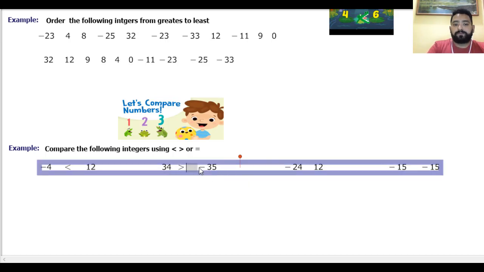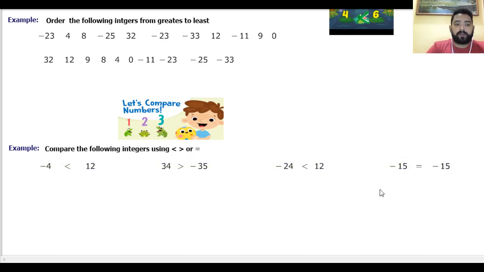Now we have the other numbers, negative 24 and positive 12. You have to think: is negative 24 to the right or to the left of 12? In this case, it's to the left, so it's less than. In this case, we have negative 15 and negative 15. So it's the equal sign.